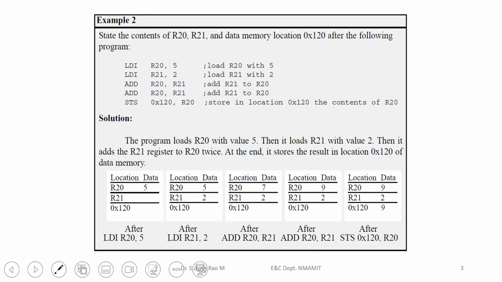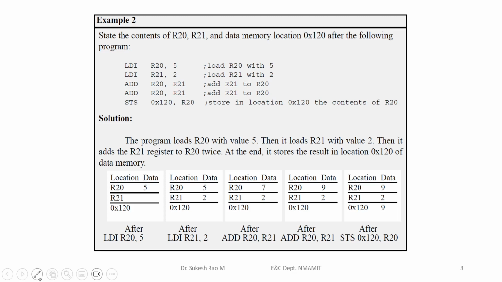Let's move on to the next one. State the content of R20, R21 and data memory location 120 after the following program. Here an immediate value 5 is loaded to R20, then 2 is loaded to R21.